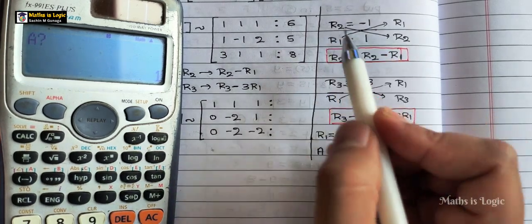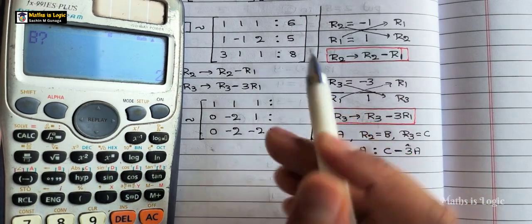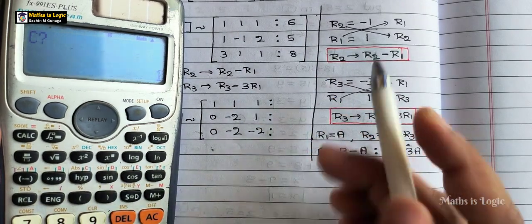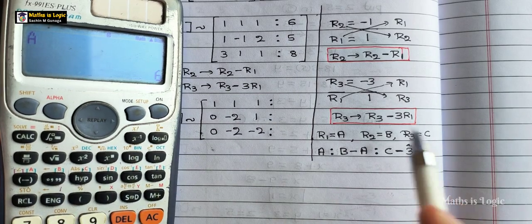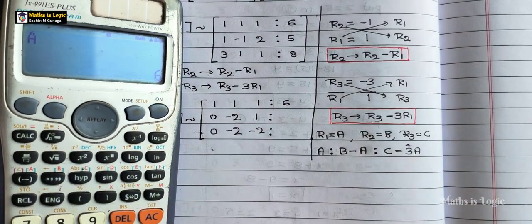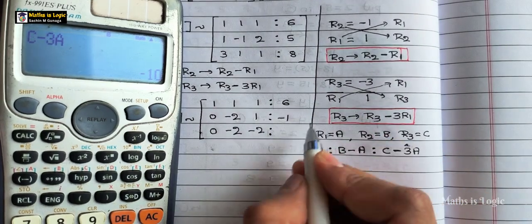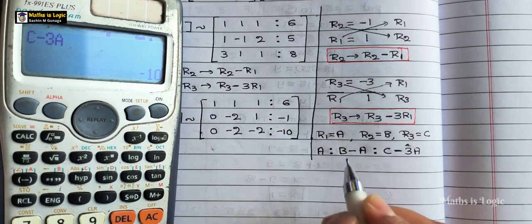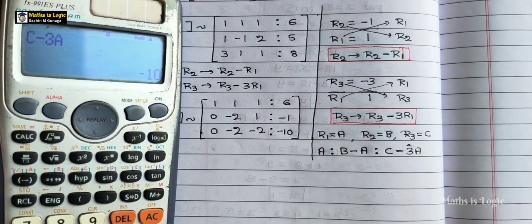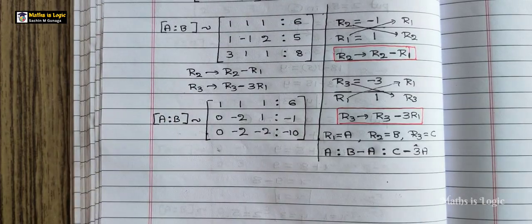Next again A value. What is A value? 6, B value 5, and C value 8 is equals to, first is 6, next becomes minus 1, and last value becomes minus 10. So this is how we need to apply this formula using the calculator.